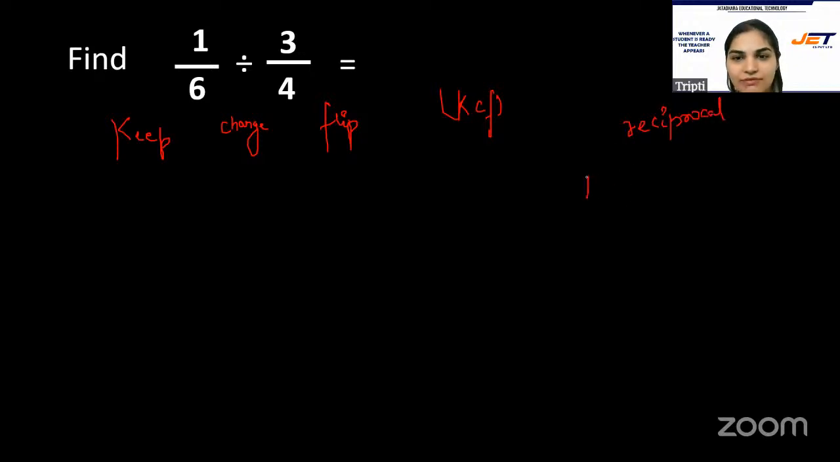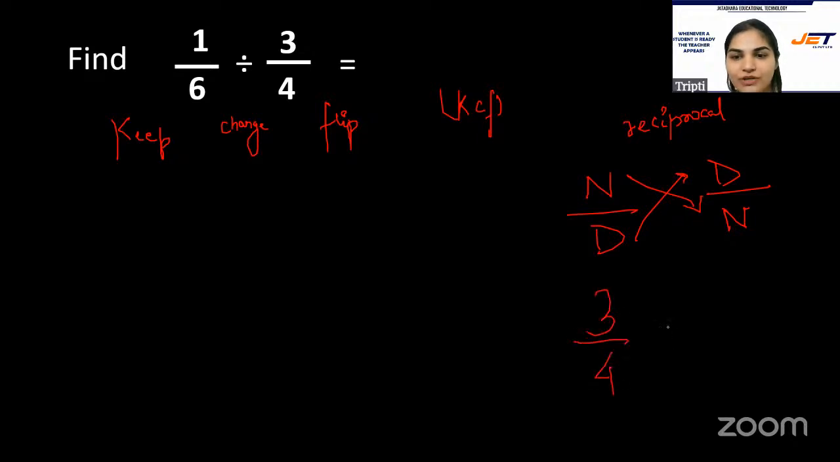Reciprocal means, see, we write the fraction like this, numerator up, denominator down. When I ask you to do the reciprocal or inverse of that fraction, it means numerator will be at the place of denominator and denominator will be at the place of numerator. If the fraction here, let's say, is 3 by 4, I have to find the reciprocal of the fraction. It will be written as 4 by 3. That is called the reciprocal. Reciprocal. Okay?